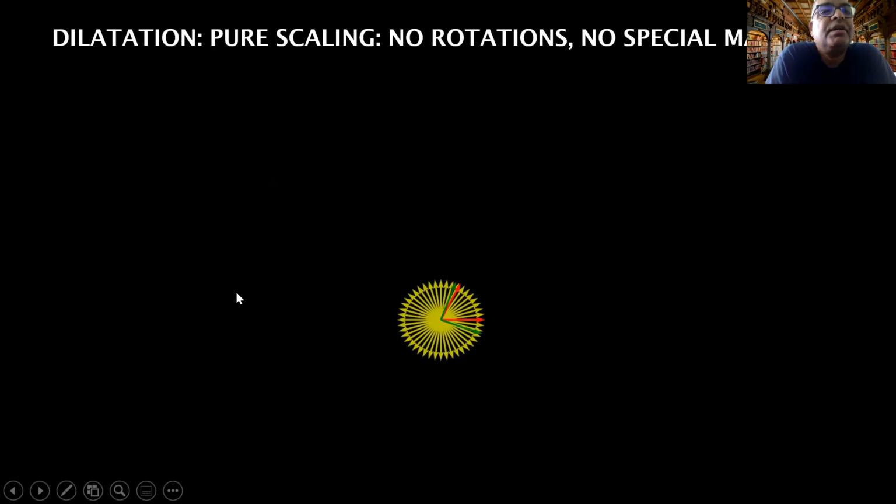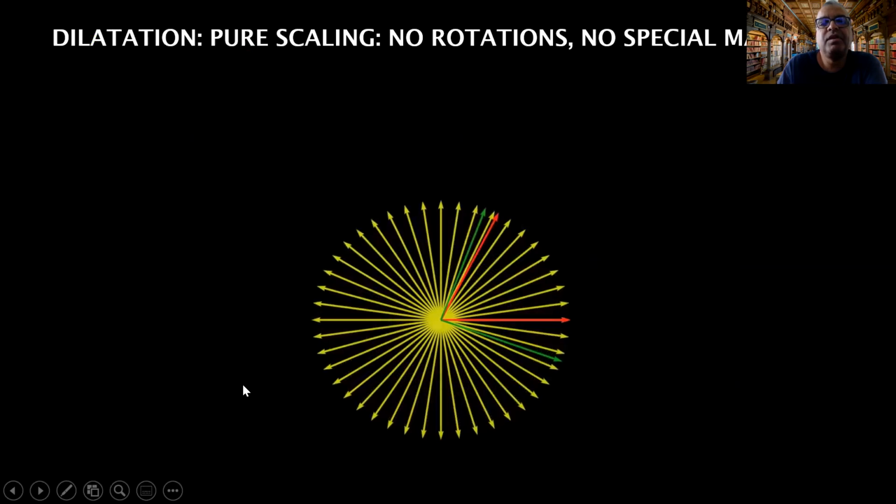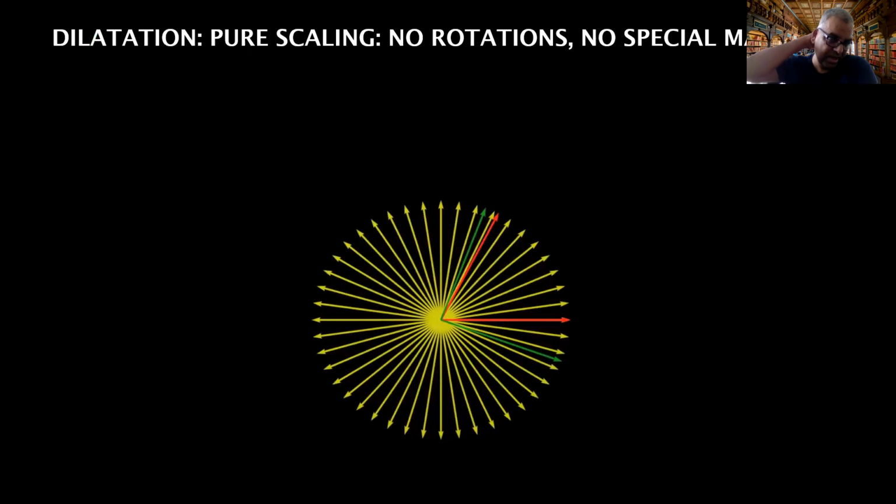So dilatation is pure scaling, no rotations, no special maximum or minimum direction. Just scale up everything. Every direction just gets stretched out. Nothing else happens. There you go. Everything is a min-max vector. Everything is an eigenvector for this. So the red lines could be anywhere you like. The green lines could be anywhere you like. They're all the same.